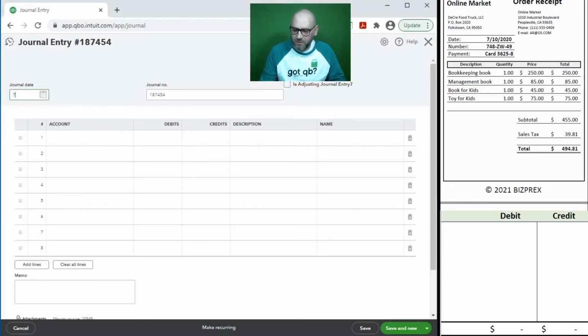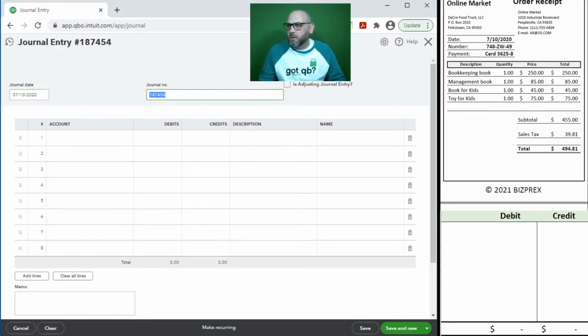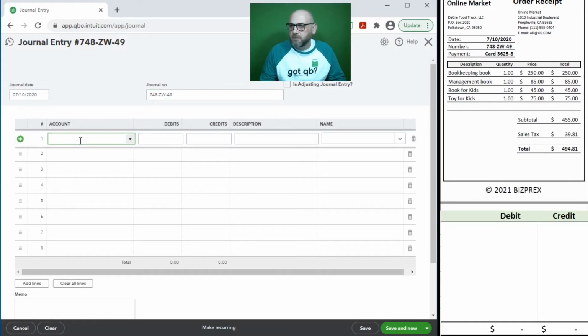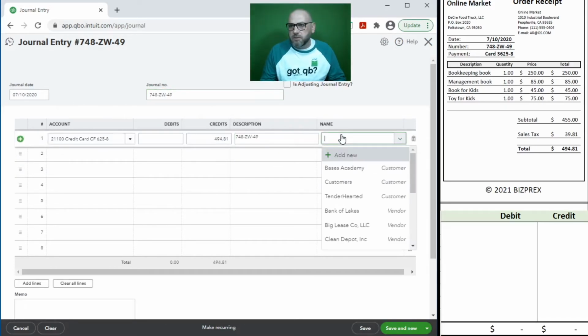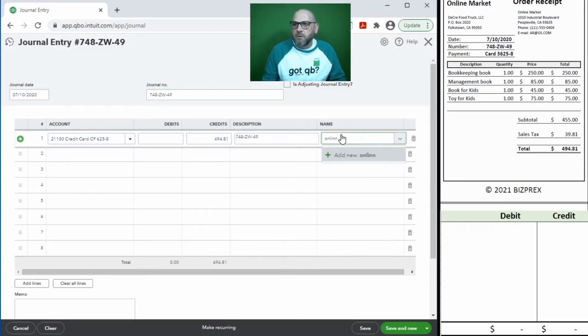So make sure we have our date correct. Okay, 748 ZW49. Okay, this is good. What's going on here? Well, let's get one thing out of the way. Credit card is being impacted, right? Credit card is a liability. Liabilities go up when they're credited. So let's enter the total right here. All right, let's put the transaction, and that's from our Online Market. Online Market right here.